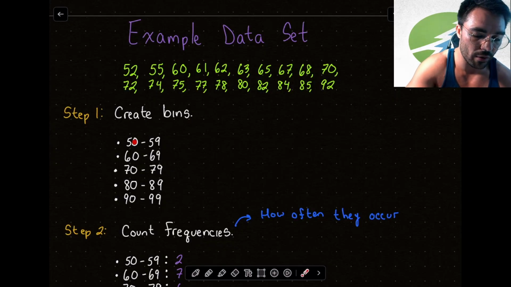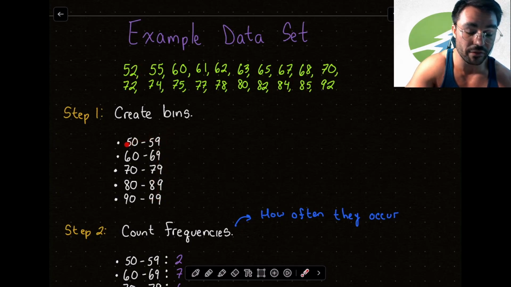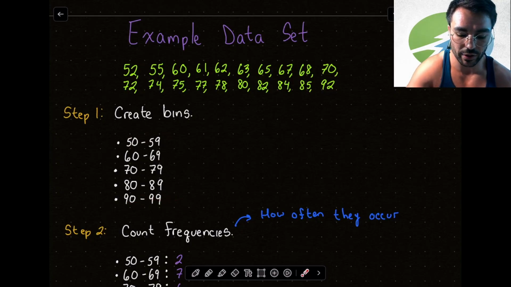Our bins are 50 to 59, 60 to 69, 70 to 79, 80 to 89, and 90 to 99. The reason these are our bins is because we're starting at 52, which is in the 50 to 59 range, and we're ending at 92, which is in the 90 to 99 range.